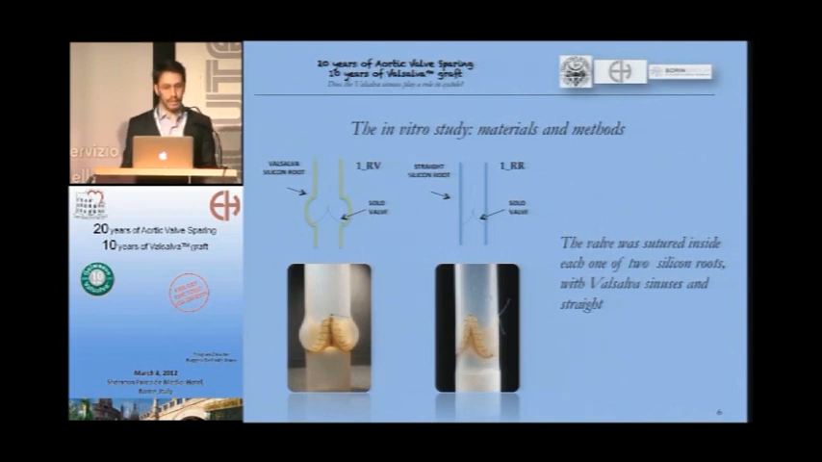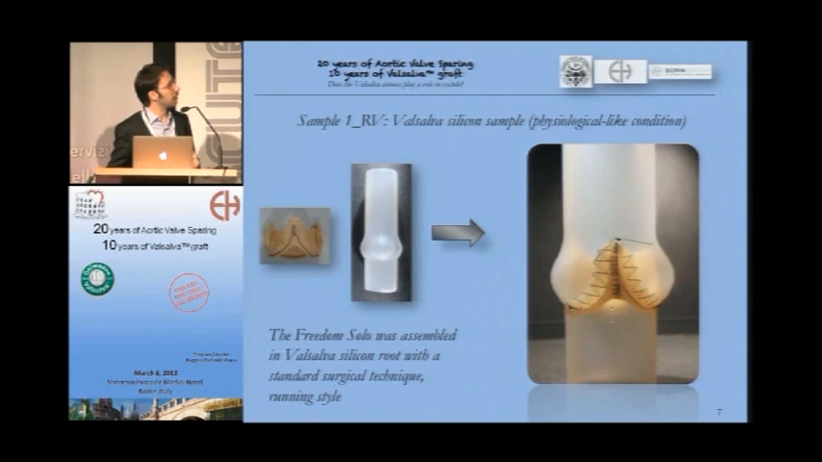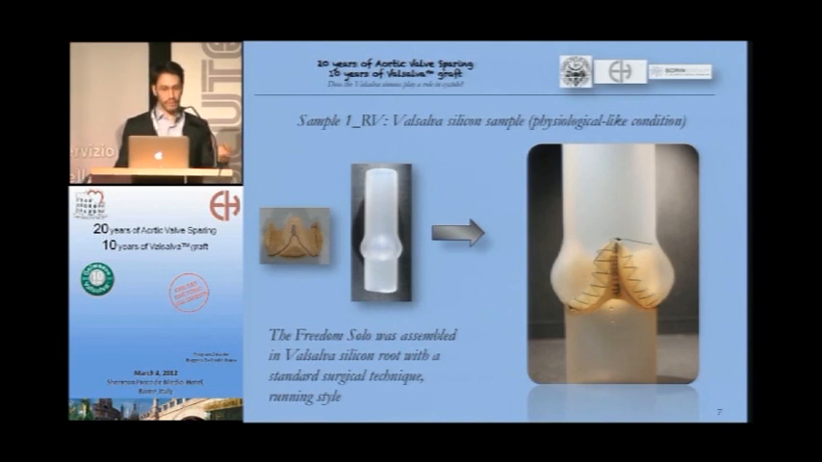In those first two samples, the valve was sutured inside each one of two silicon roots, one with Valsalva sinuses and the other one straight. In detail, in the first sample, we tried to recreate the physiological condition by recreating the Valsalva sinuses. So the Freedom Solo was assembled in this Valsalva silicon root with a standard surgical technique, with a suture called running style.